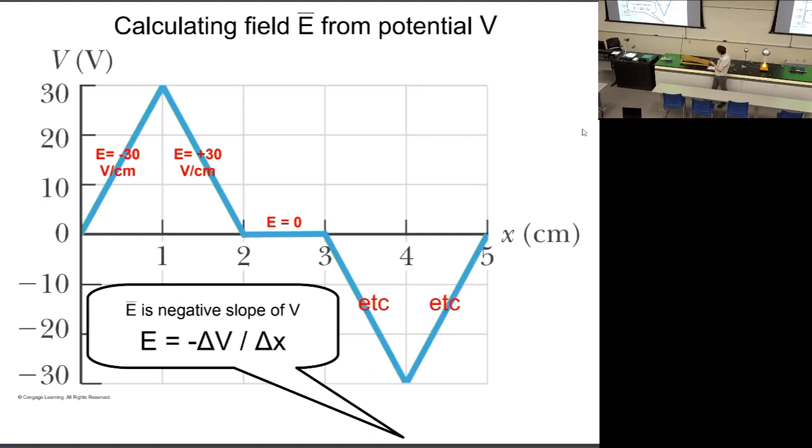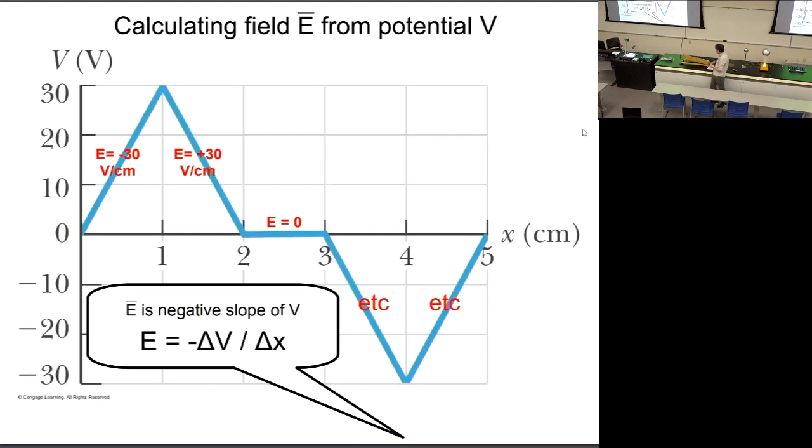So the graph is telling us that at the coordinate x equals 0, the potential is 0. It rises to 30 volts at a coordinate of 1 centimeter. It falls back to 0 volts at 2 centimeters. It's then 0 until we get to 3 centimeters, and then there's this 30-volt valley that is deepest at 4 centimeters and then comes back up to sea level at 5 centimeters.